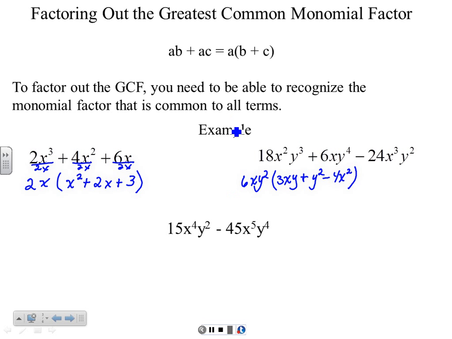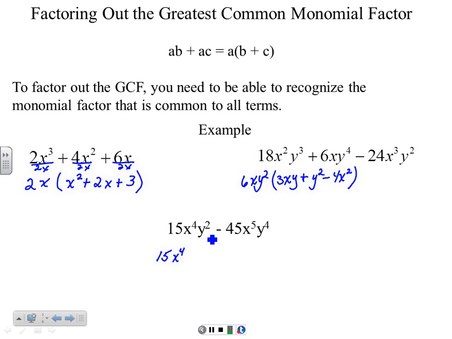Alright, for the last one. There is a 15 in common with the coefficients. Between 15 and 45, I can divide out 15. Out of the x's, they have at the most x to the fourth in common. They have 4 x's in common, so we'll bring that out.